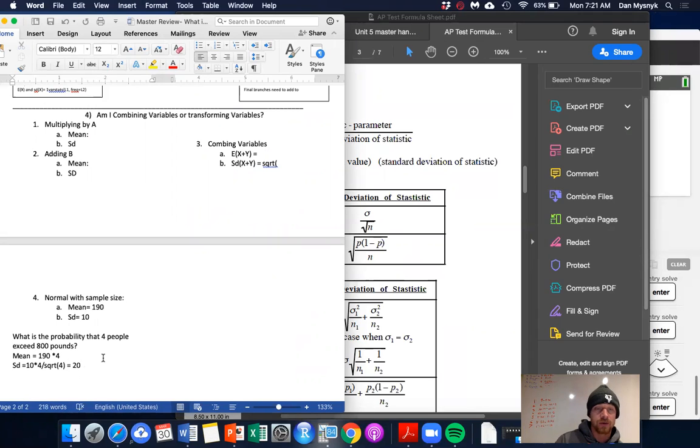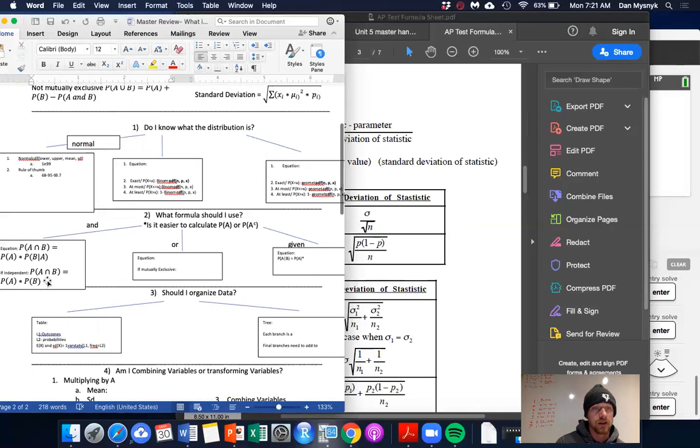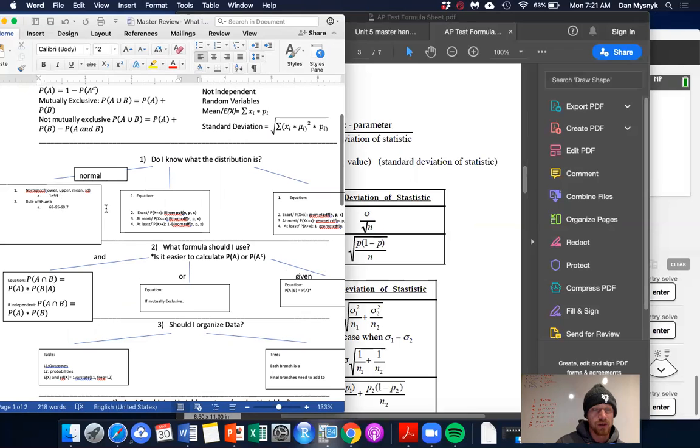If we combine normal random variables, the whole thing will be normal. So now we have a normal variable with a mean of whatever this value is, standard deviation of 20. We want to know the probability that that variable exceeds 800 pounds. This sounds a whole lot like this type of problem to me, a normal CDF.